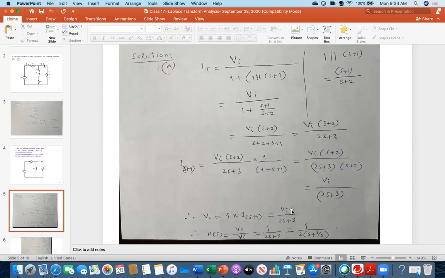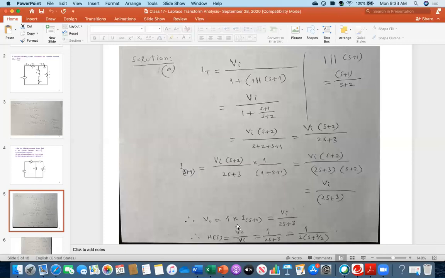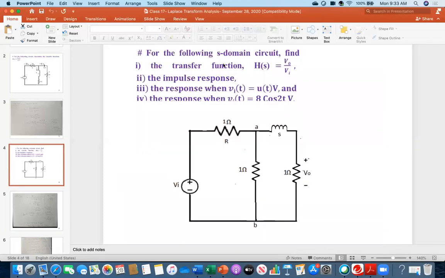And then as you can see, I am done. I can see V naught, I can see Vi, and that is what I have been asked to find. Transfer function H(s) is V naught over Vi. So I can write H(s) equals 1 over 2S plus 3, and then I wrote it in the format 1 over 2 times (S plus 3 by 2), because I want to go further from here. So 2 is the common factor, S plus 3 over 2. So this is the answer for the first question.